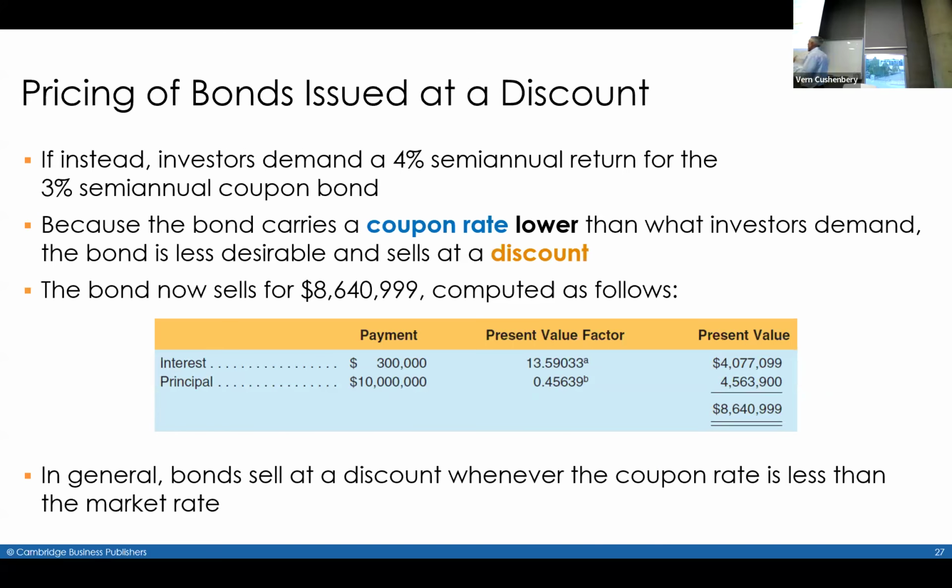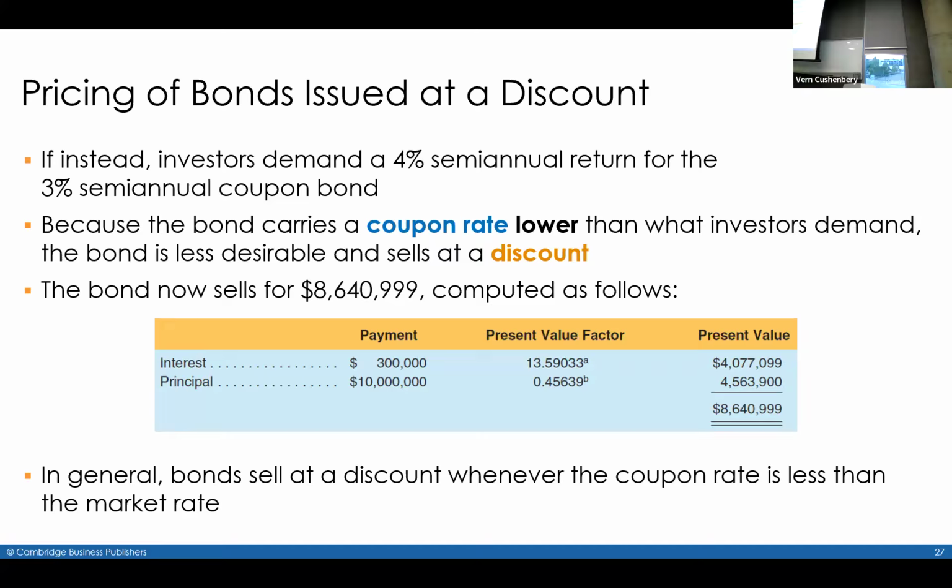Okay, now what happens if the interest is not 3%, but goes to 4%? So if instead investors demand a 4% semi-annual return for the 3% semi-annual coupon bond, everything changes. Now we have the same payment. We have the same $300,000 payment, semi-annually for the next 20 semi-annual periods.